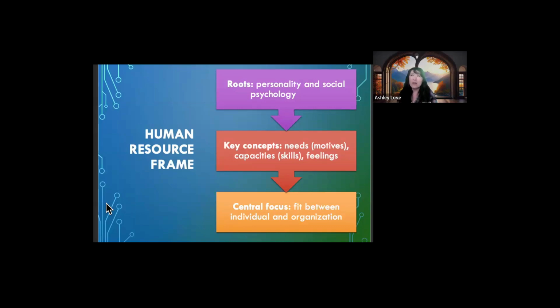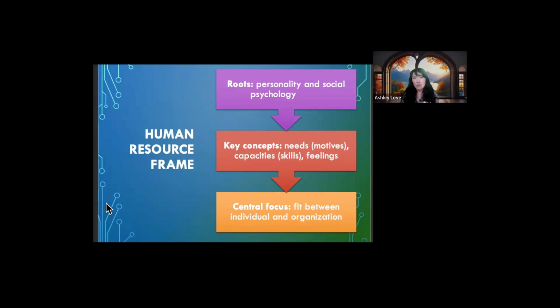So if you're looking at the roots, academically, what are we thinking about? We're talking about personality, social psychology. So what discipline are we looking at when we talk about human resources? We want to know the dynamics between the people, and also within the people and outside of the organization. Are they hiring a lot of introverts?